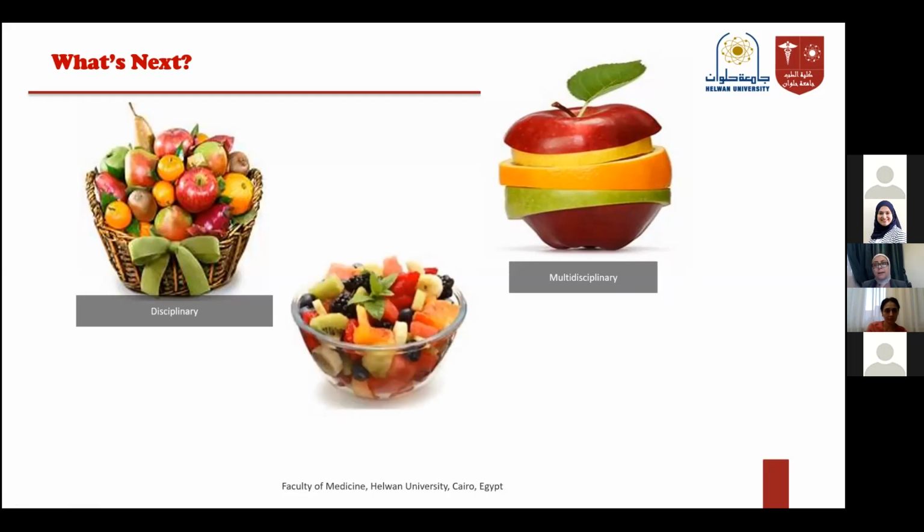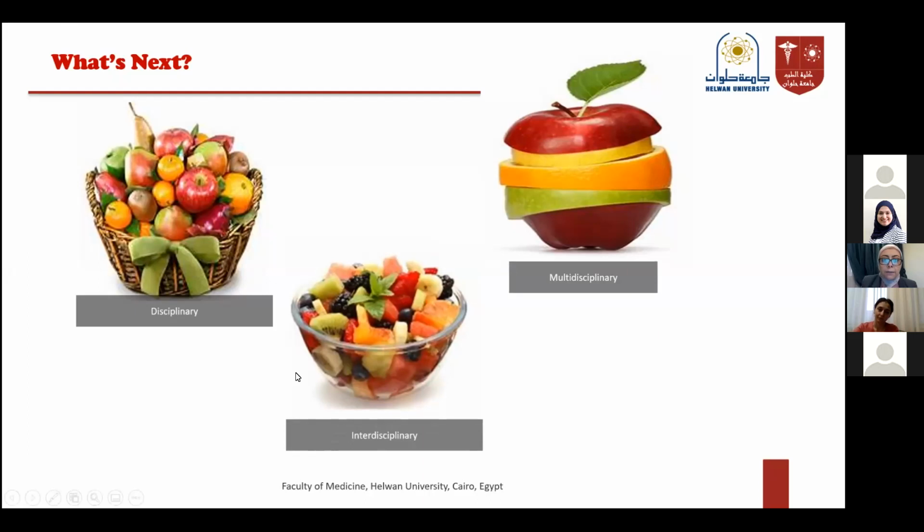What if I gave you a plate of fruit salad? So you have taken all the items in the large plate, but in a small serving that you can process and you can make use of it better. This is called the interdisciplinary research.